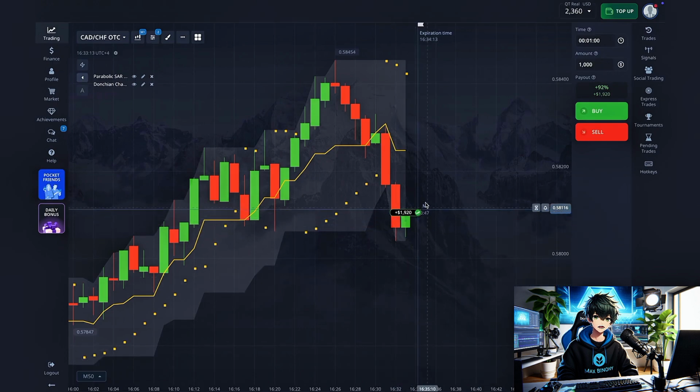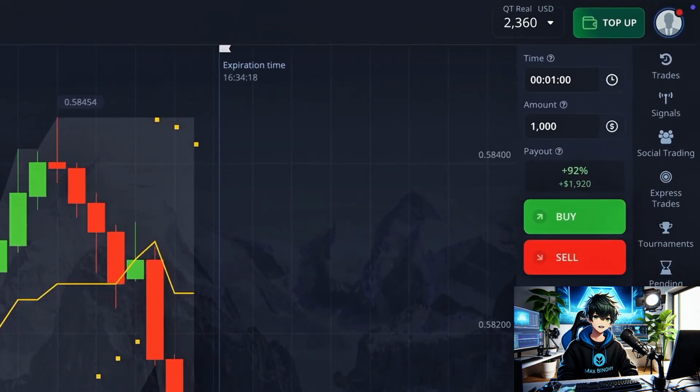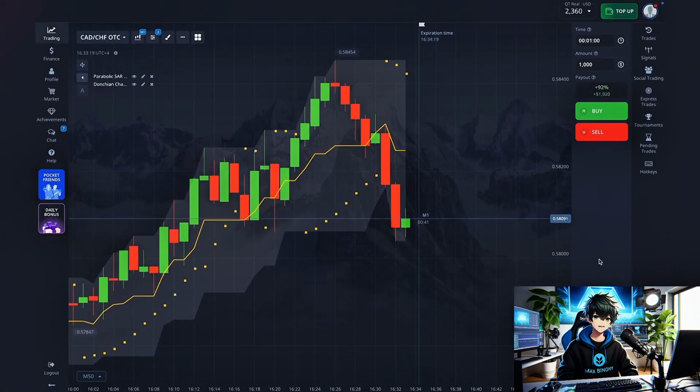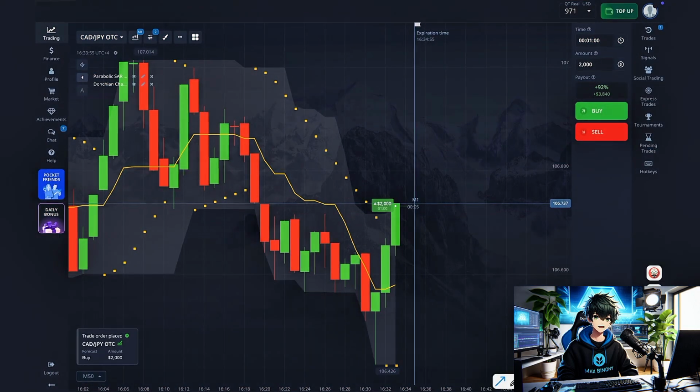And we've got a result. The first trade is profitable, earned $920. Let's move to the next opportunity. I see a clear signal, expiration 1 minute, and I'm opening a 2,000 buy trade. The chart shows a strong movement, and the indicators clearly confirm the entry point. This gives confidence in the accuracy of the analysis and direction.